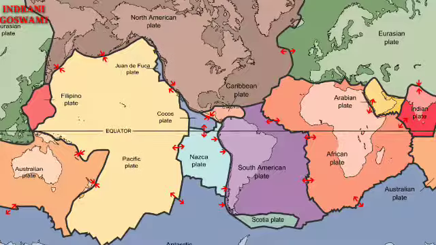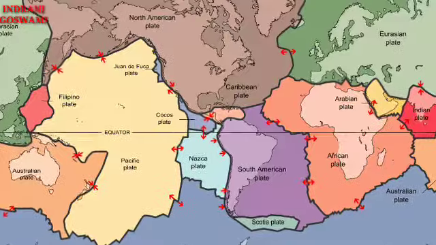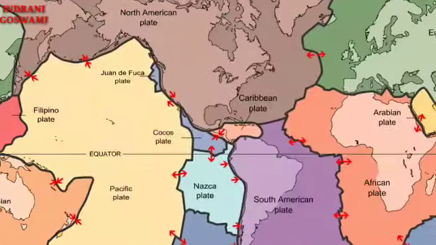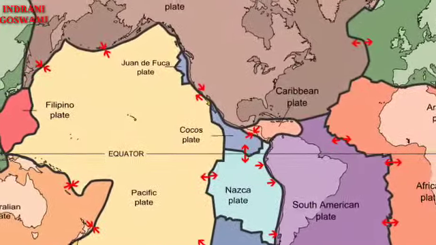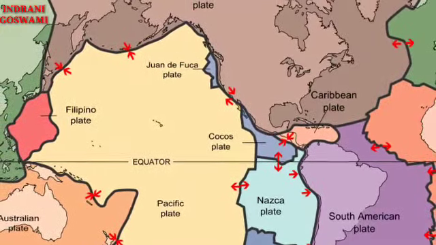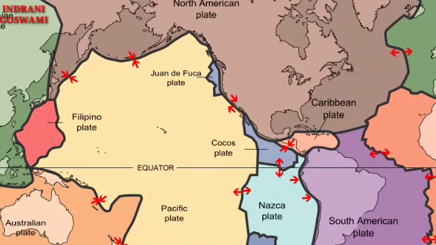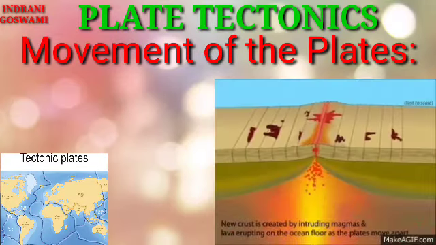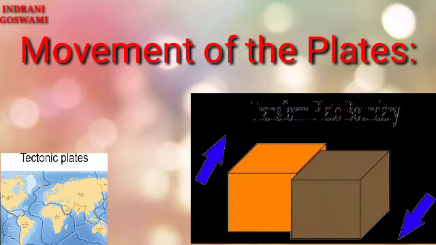Now let's come to the important point, that is the movement of the plates, or how basically the plates move. Now the lithospheric plates are not stationary, rather they keep on moving in different directions at different rates. Their rate of movement varies from 2 to 20 cm per year. Movements of plates take place in three different ways. Number 1, convergence. Number 2, divergence. Number 3, parallel or transform.